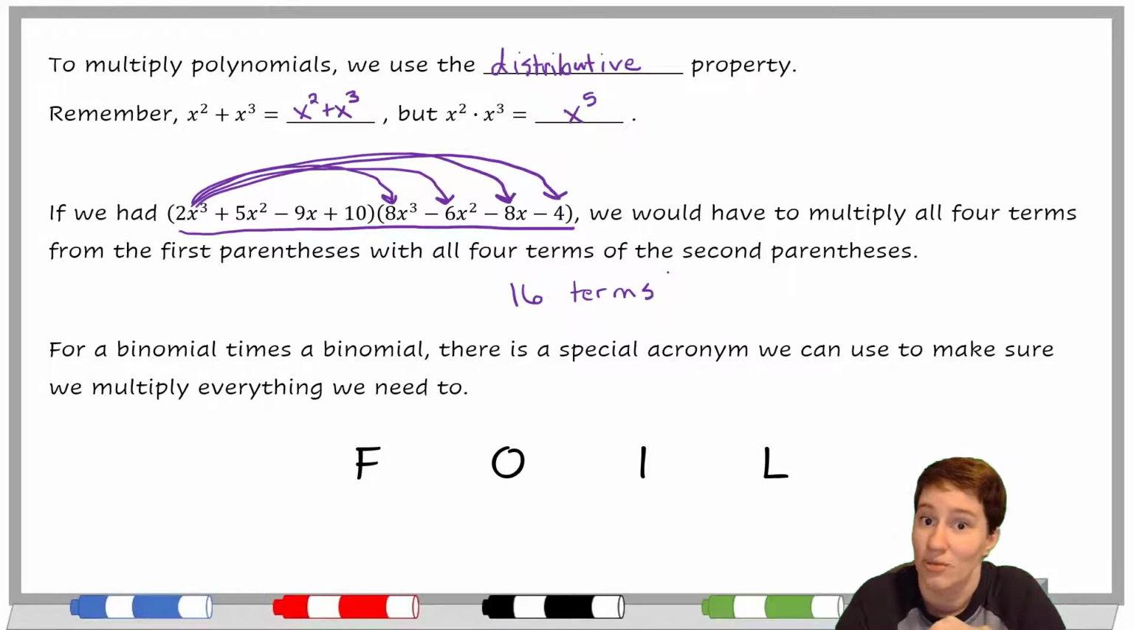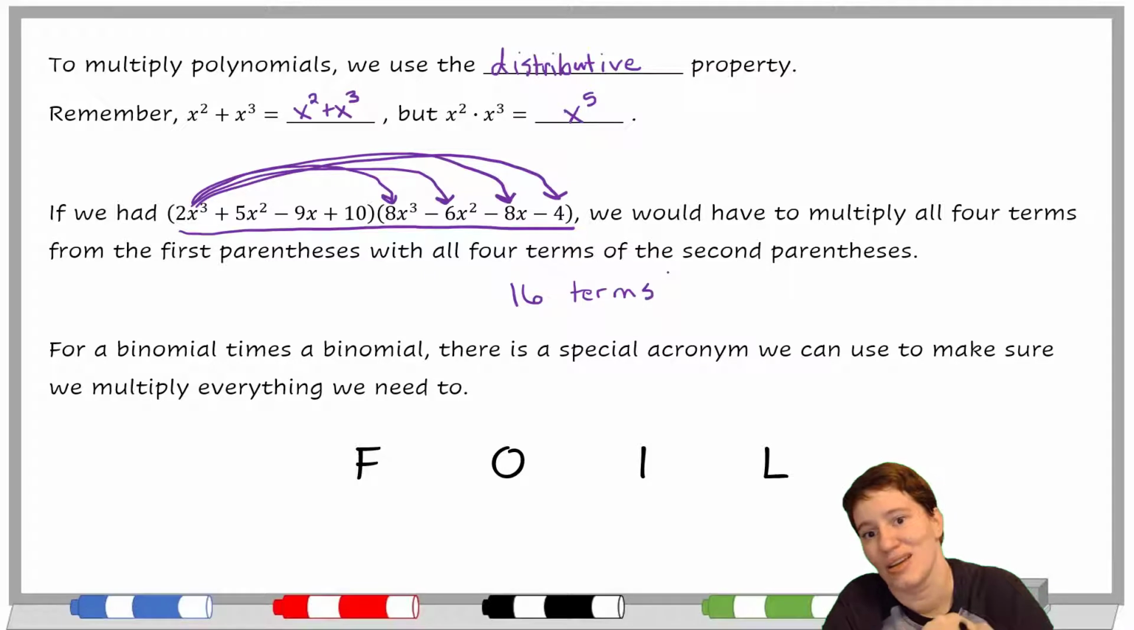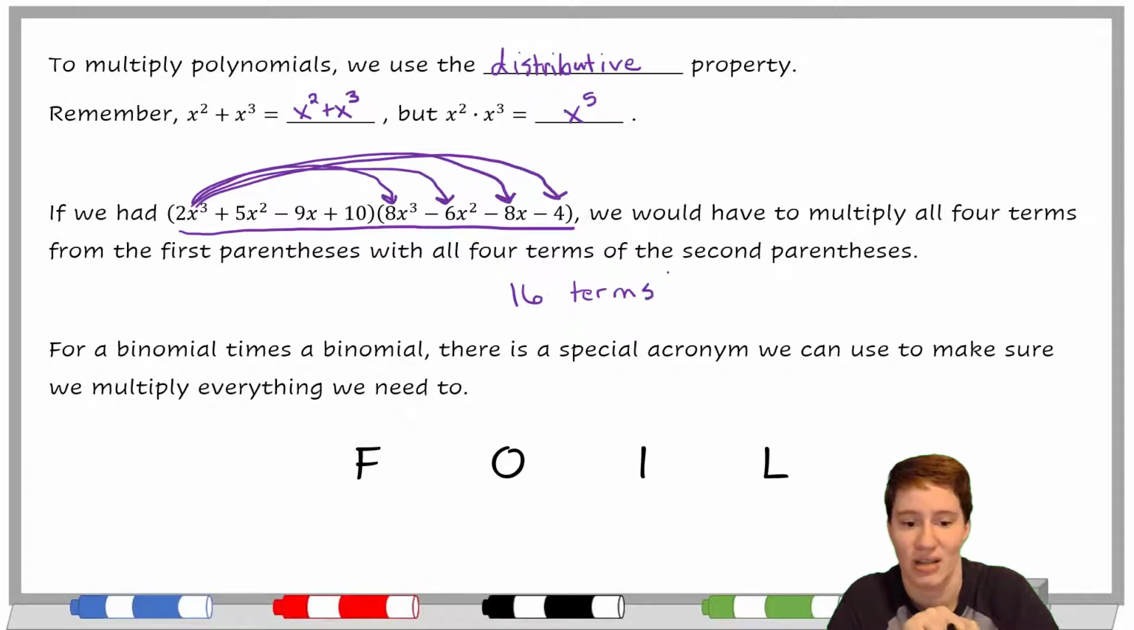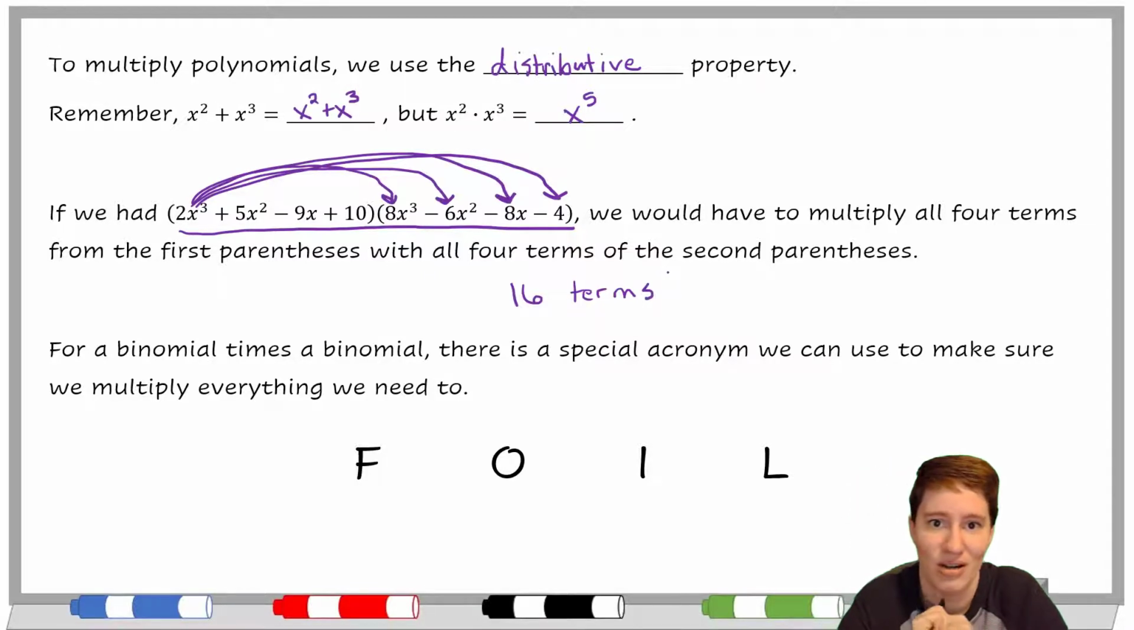It's called FOIL. So this explains my joke at the beginning. Like a binomial times a binomial, I will always FOIL your plans. It may still take a little bit longer for you to get it, but yeah, that's the joke.